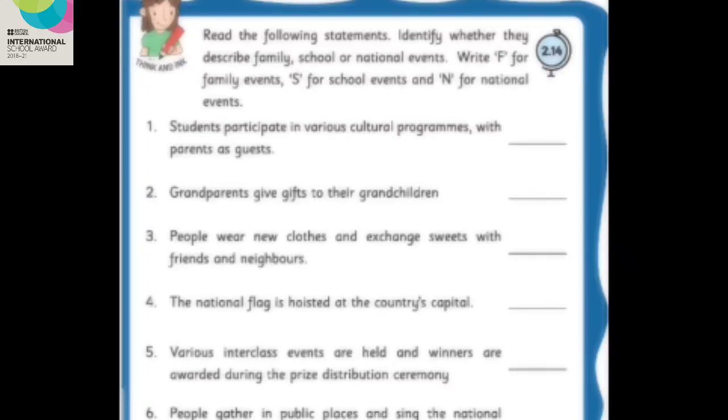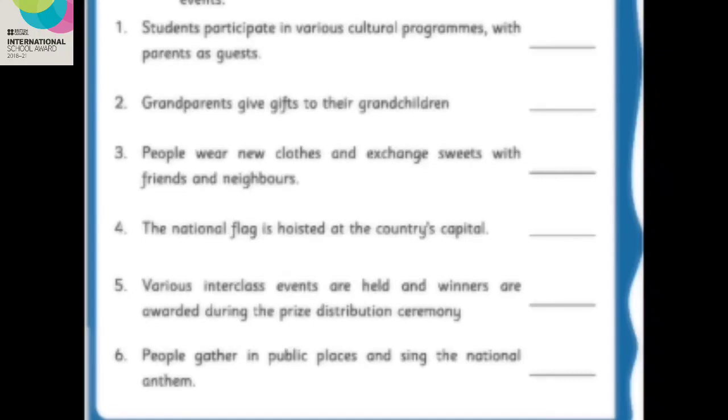Fourth, national flag is hoisted at the country's capital. So national flag countryയുടെ ക്യാപിറ്റലിൽ ഹോയിസ്റ്റ് ചെയ്യണു പറഞ്ഞാൽ definitely this is a national event, so mark it as N. Fifth question, various interclass events are held and winners are awarded during the prize distribution ceremony. കുറേ ഇവൻറ്റ്സ് കണ്ടക്ട് ചെയ്തിട്ട് അതിൽ നിന്ന് വിന്നേഴ്സിനെ സെലക്ട് ചെയ്തിട്ട് നമുക്ക് അവാർഡ് ഡിസ്ട്രിബ്യൂട്ട് ചെയ്യണ ഒരു സെറിമണിയാണ്. അപ്പോൾ ഇത് ഒരു സ്കൂൾ ഫങ്ഷൻ ആകാം. So this is a school event, you can mark it as S.